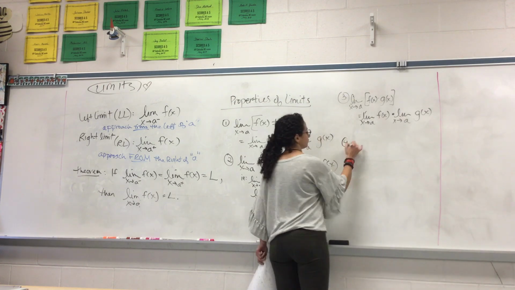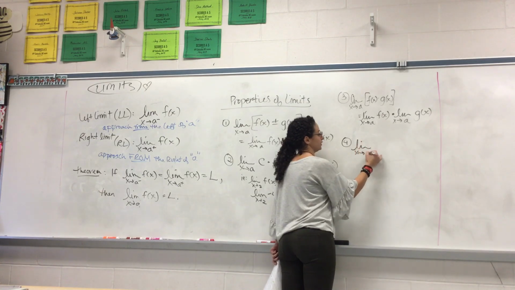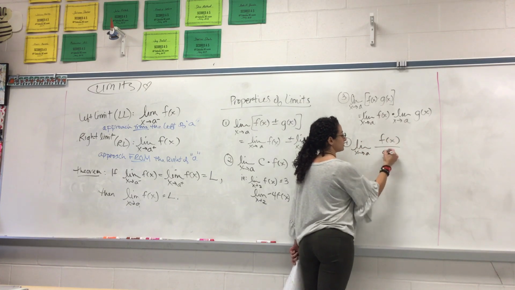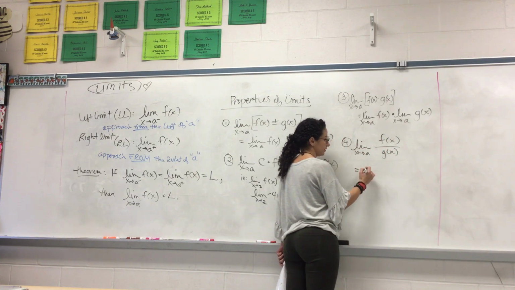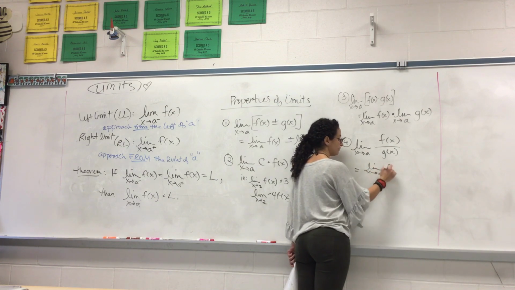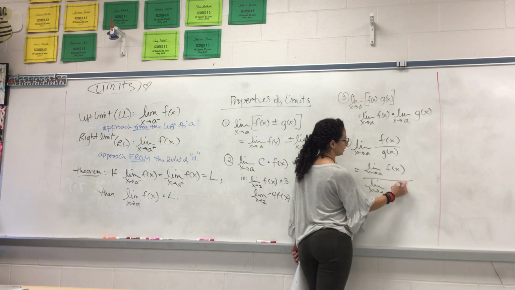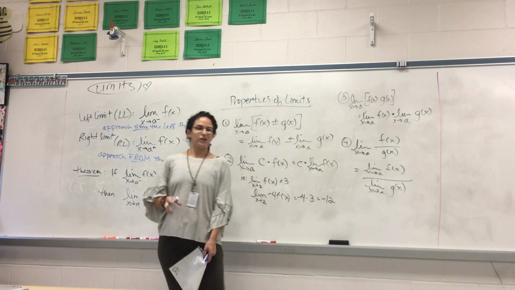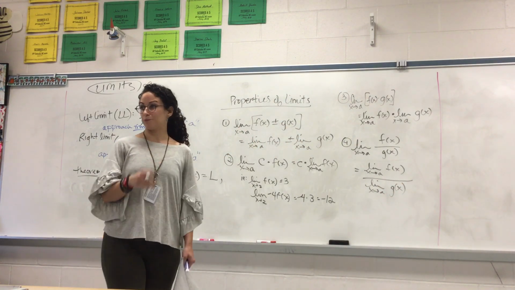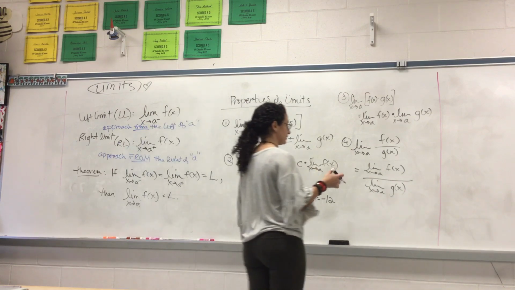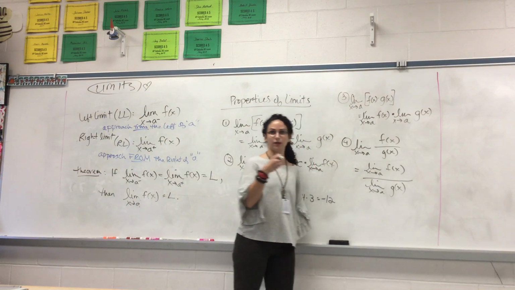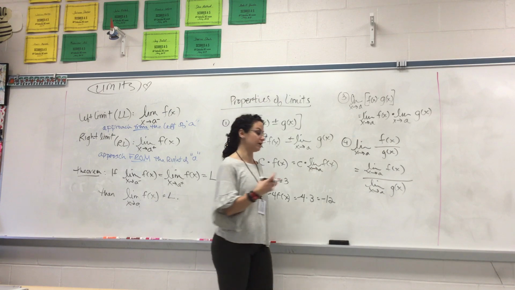And then the last one is for quotient, so the limit as x approaches a of f of x over g of x is going to equal the limit as x approaches a of f of x divided by the limit as x approaches a of g of x. I don't think you're going to be needing these properties, particularly for our homework tonight, so if it's feeling uncomfortable, just wait until we apply it to something, and then it'll make more sense.